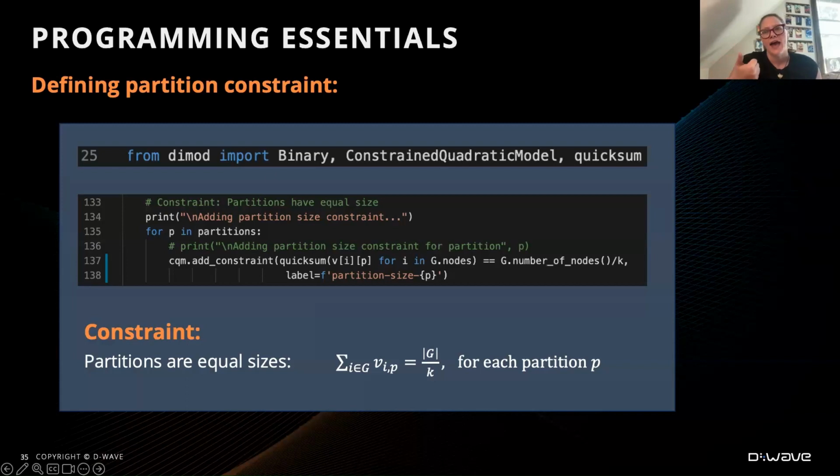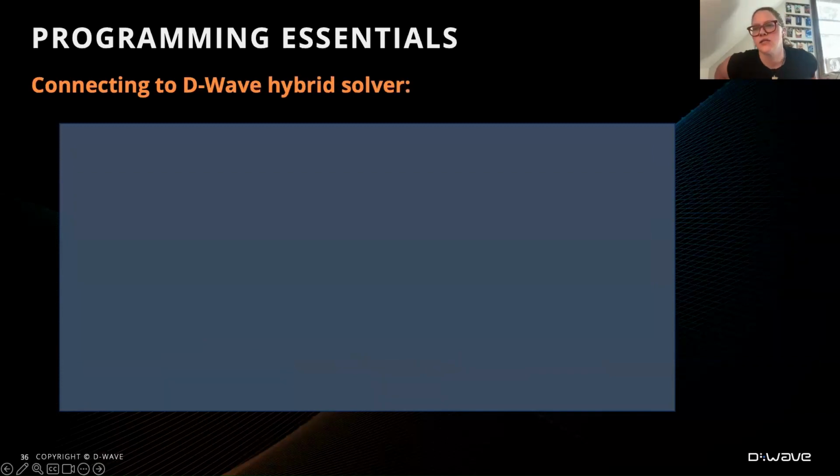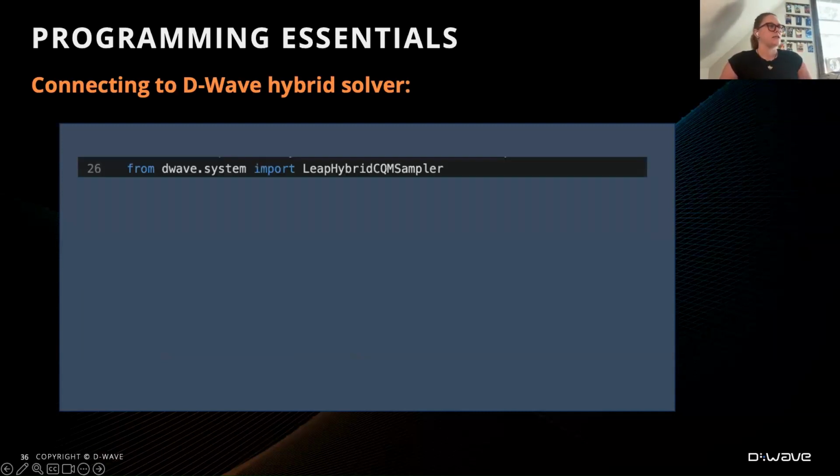So now we've added our constraints and we've added our objective, we've defined our variables, and we've sent all of that information to our CQM model. So next step is connecting to a hybrid solver. So for CQM models, we'll use this Leap hybrid CQM sampler.